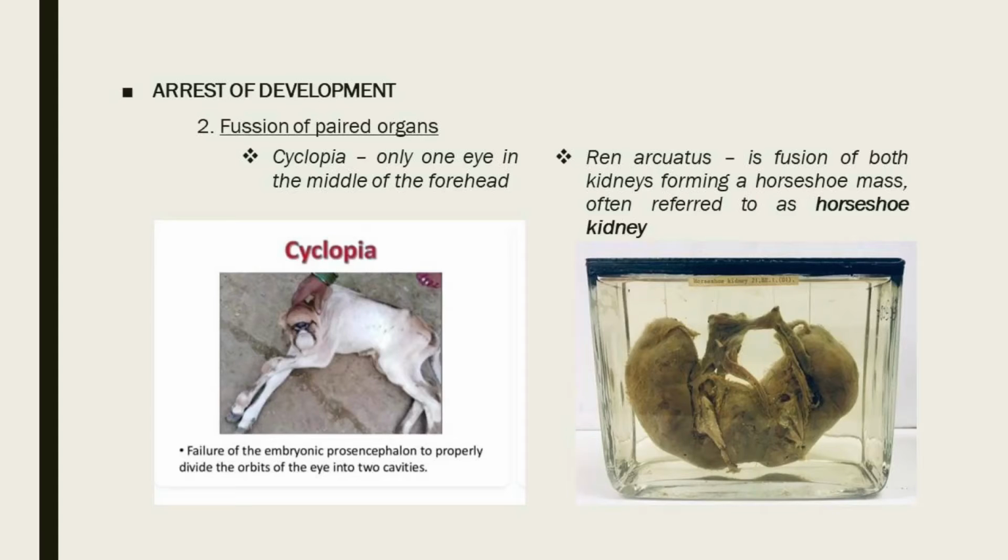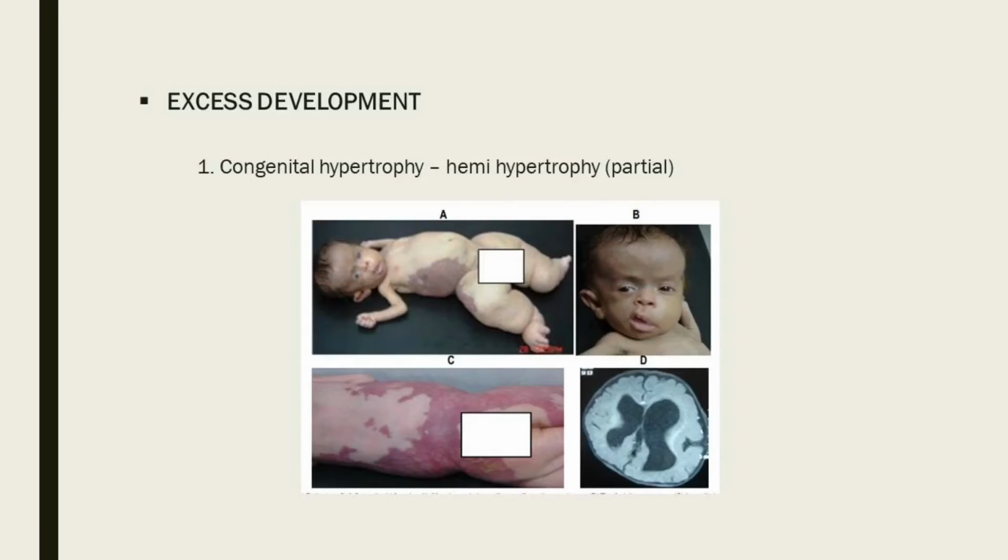The second one in fusion of paired organs is ren arcuatus. Ren arcuatus is also called a congenital condition that affects about 1 in 500 people, and it is more frequent in men, also generally asymptomatic and usually discovered by chance. Under excess development, we have number 1, congenital hypertrophy.